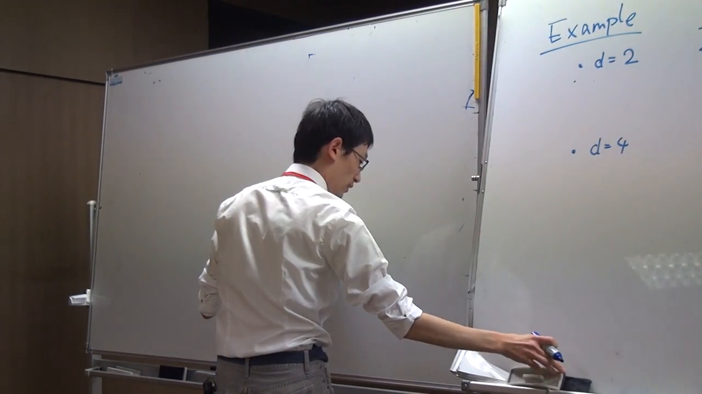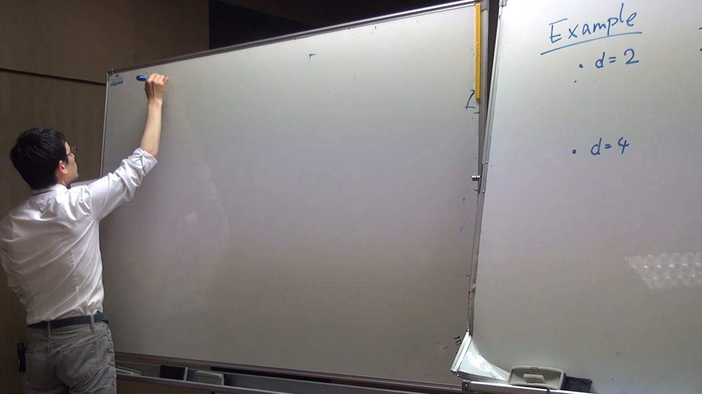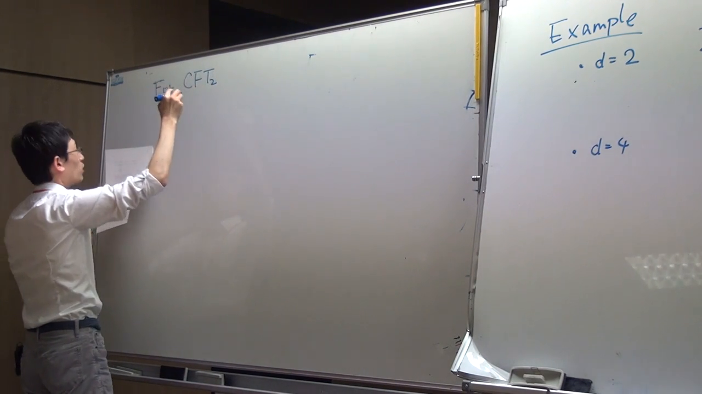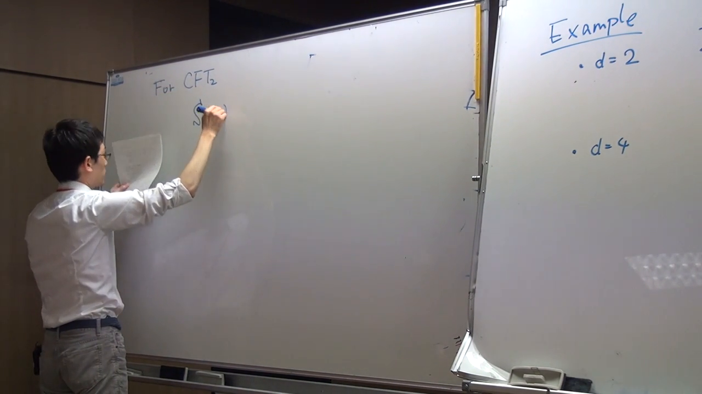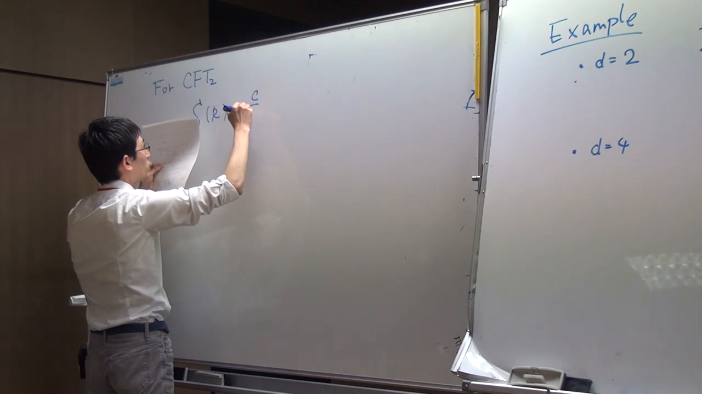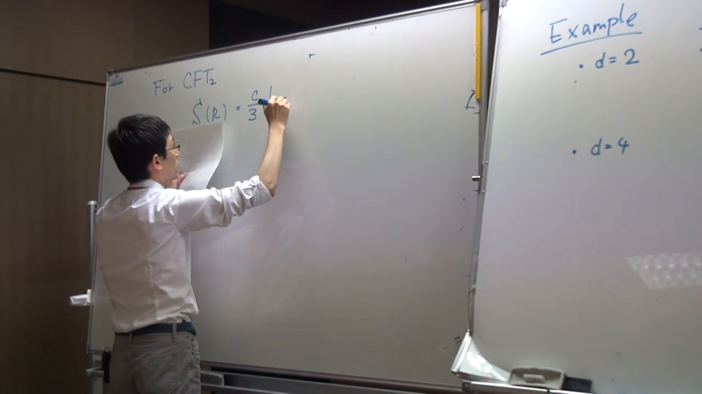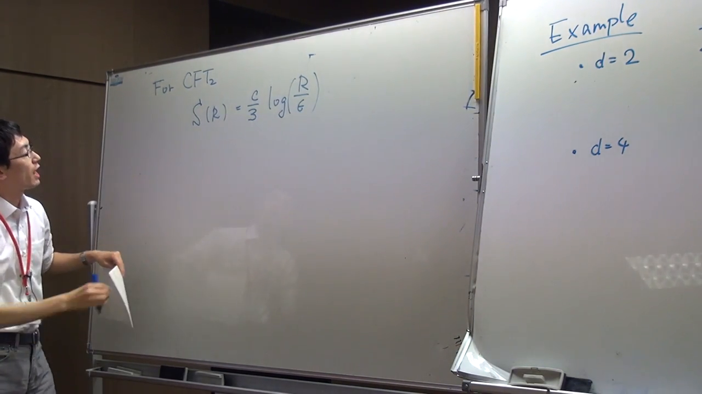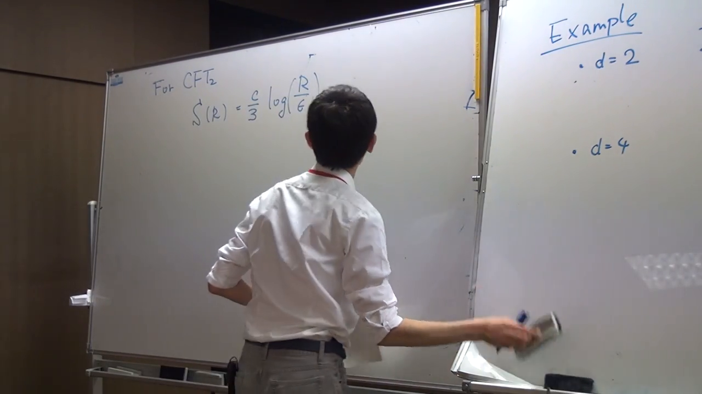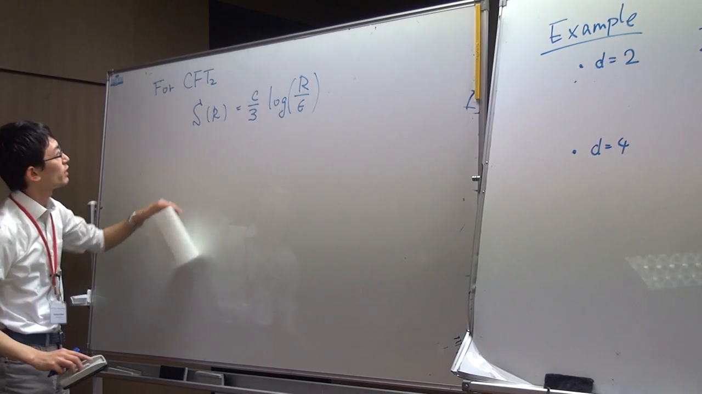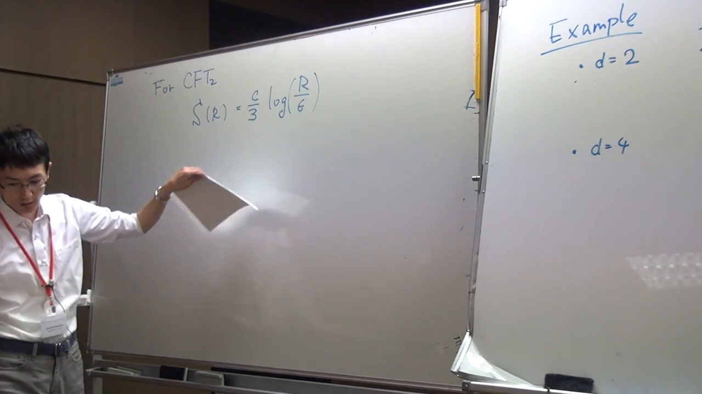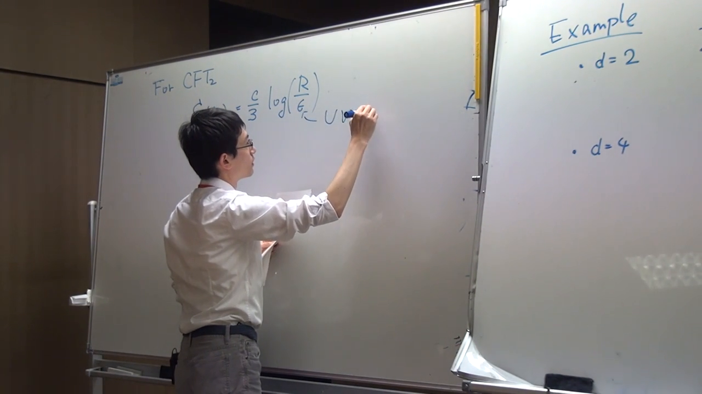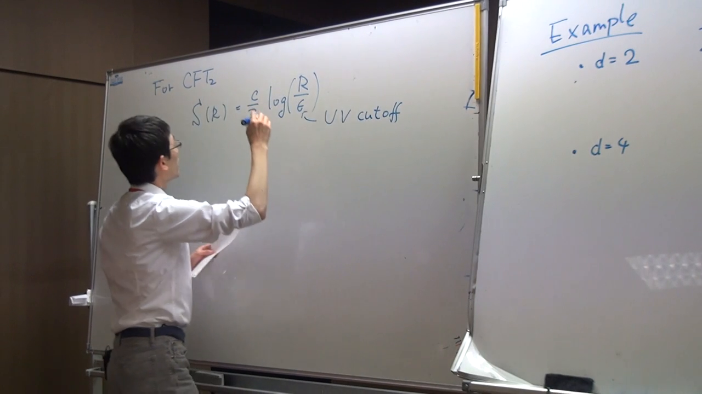Okay, so before that, let me remind you that if the theory is conformal, so for CFT2, last time I showed you that there is a log divergence in even dimensions, and in 2 dimensions you have only a log divergent term, whose coefficient is given by the central charge of CFT2. Here epsilon is the UV cutoff, and this is the central charge.